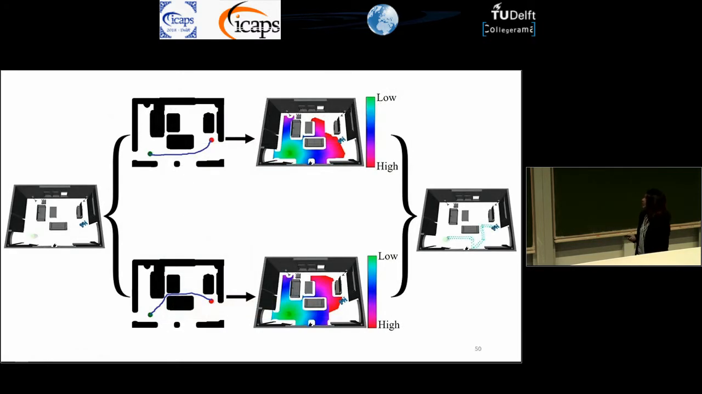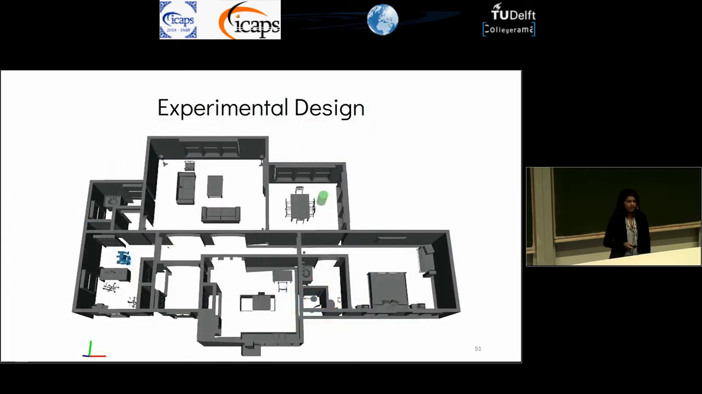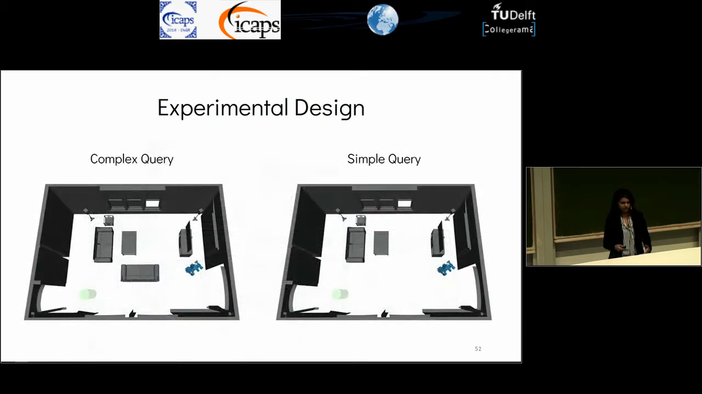Now when we complete this and run multi-heuristic A*, we eventually get this path here because it's infeasible for the robot to pass through this very narrow region. We ran a series of experiments in this house scenario, and let's look at a zoomed in version to see exactly the queries that we ran.